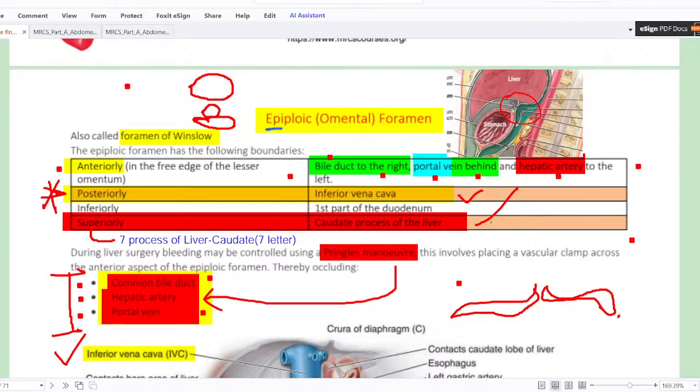Again, epiploic foramen or omental foramen. It is also called the foramen of Winslow. Boundary, anteriorly, very important. This is an exam question. From here you will get 1 mark.